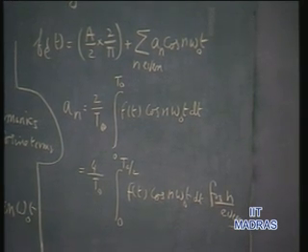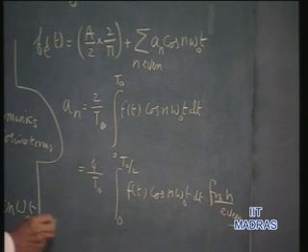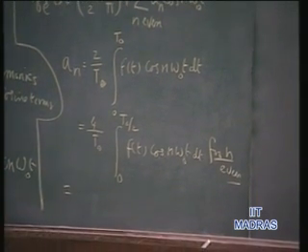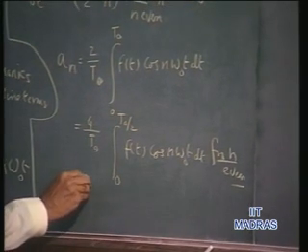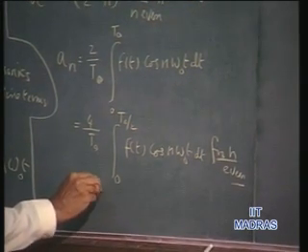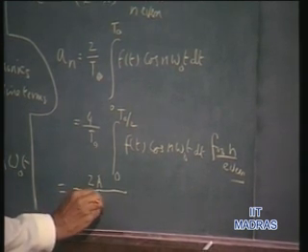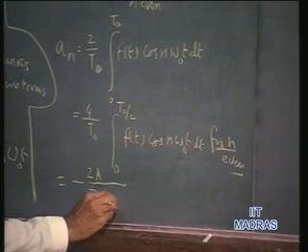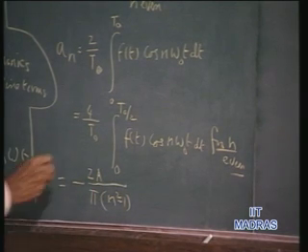I will not go to the resulting integration. It can be shown that this will lead to minus 2a upon pi n squared minus 1, that is the value.